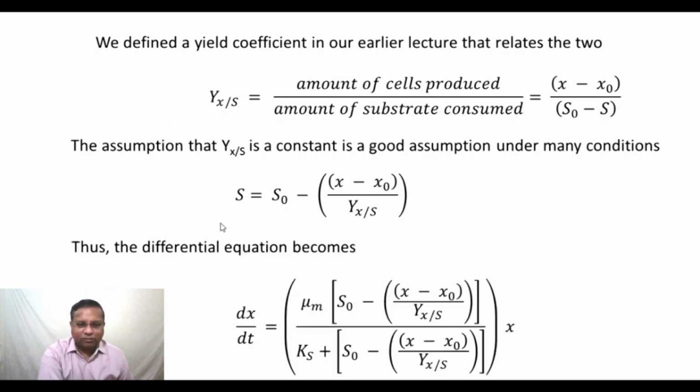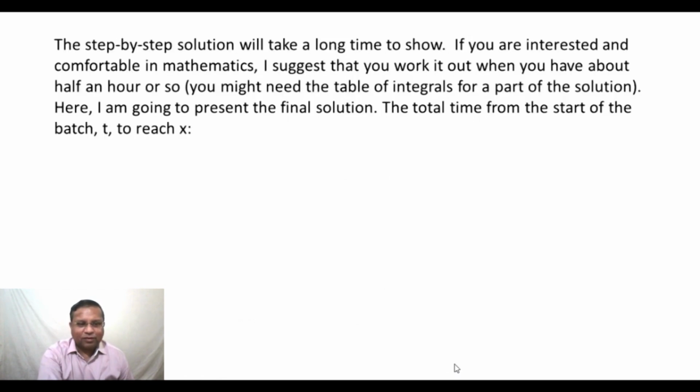Therefore, the differential equation becomes, this mu has been written in terms of this conversion here, mu m s by Ks plus s. The s has been replaced with s naught minus (x minus x naught) by Y x/s. That is what happens here. Similarly, Ks plus s, the s has been replaced here. Therefore, this times x. Okay. It seems a little formidable. It takes time to solve, that's all.